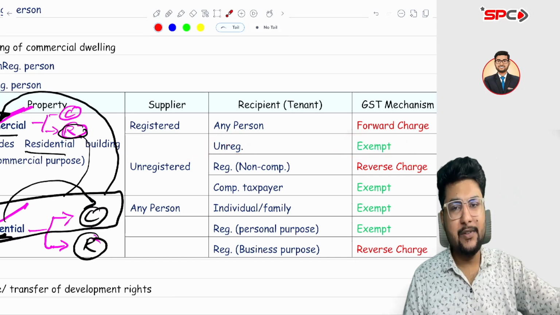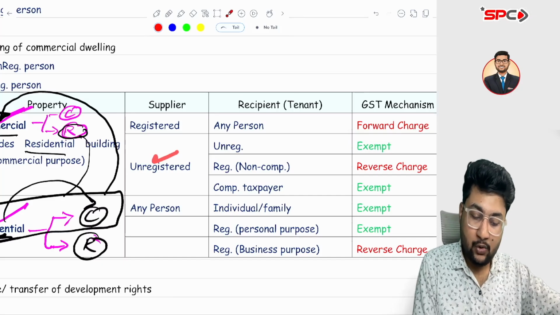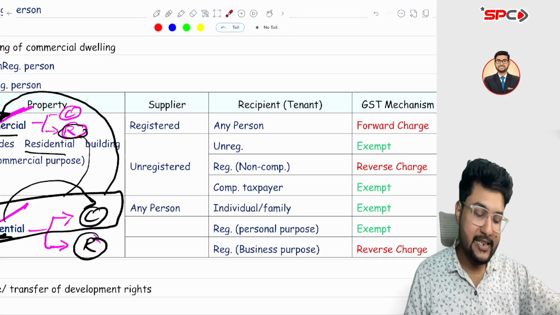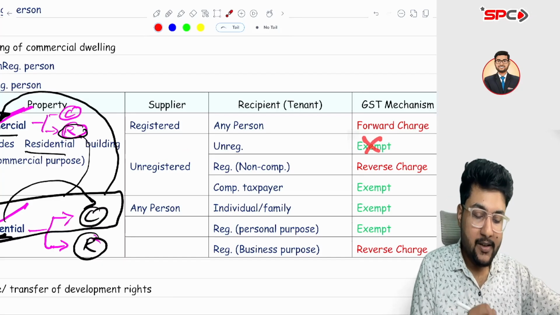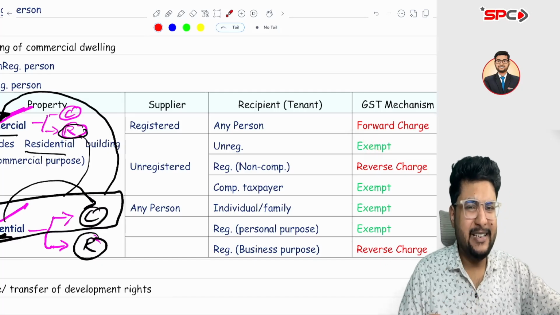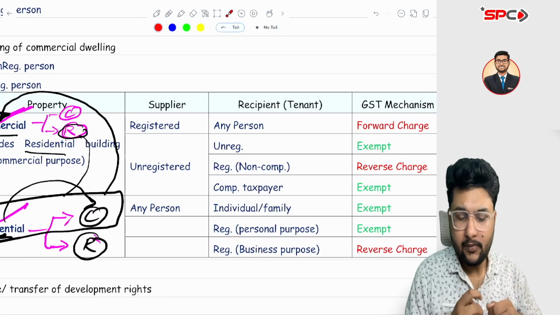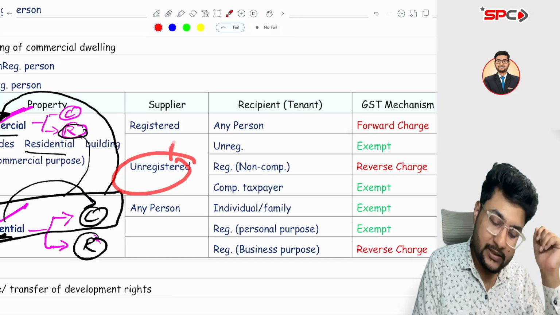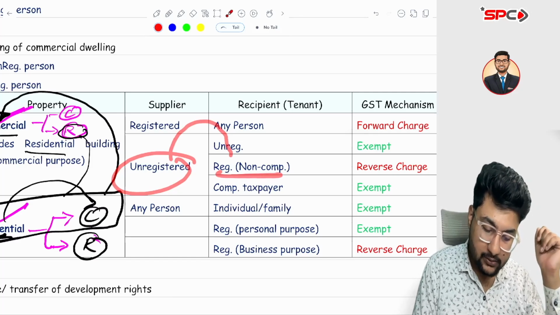It means no GST will be liable in that case, because he is not registered, he is not liable to GST. Although we cannot say exempt, he is not liable to GST. Ultimately, it is not exempt. But when an unregistered person gives a service to a registered non-composition person.